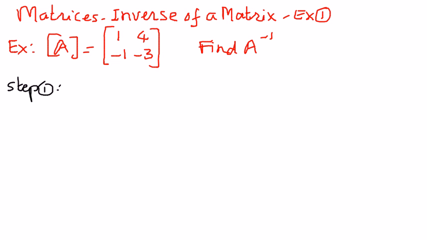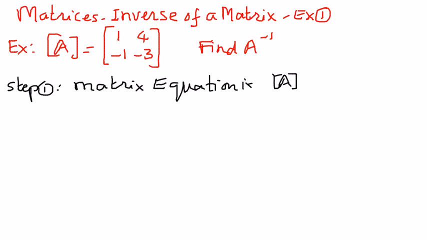So as step number 1, to find the inverse of this matrix, we're going to write the matrix equation. What is the matrix equation? Let me write that here. The matrix equation is A times X is equal to I. Okay, so in here A is the given matrix. We have 1, 4, -1 and -3.